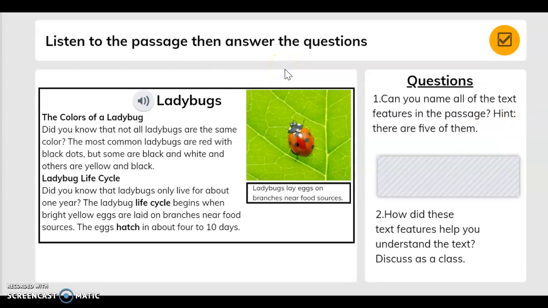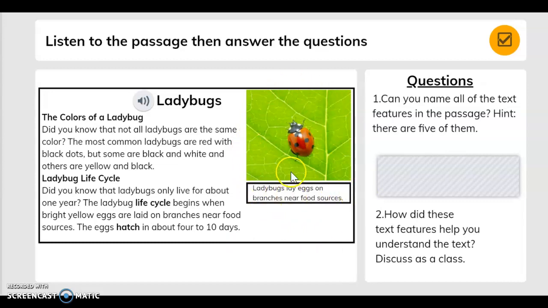Ladybugs. The colors of a ladybug. Did you know that not all ladybugs are the same color? The most common ladybugs are red with black dots, but some are black and white and others are yellow and black. Ladybug life cycle. Did you know that ladybugs only live for about 1 year? The ladybug life cycle begins when bright yellow eggs are laid on branches near food sources. The eggs hatch in about 4 to 10 days.